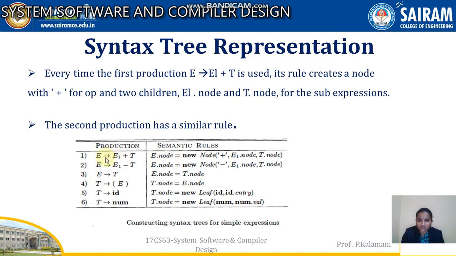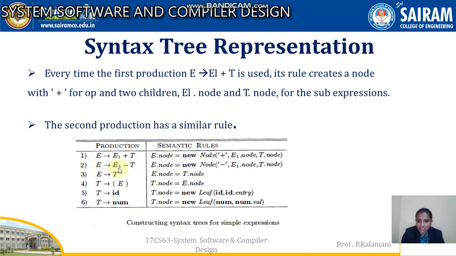Suppose we have a production E defines E1 plus T. What will happen here? It will create a node: E dot node equal to a new node will be created. What operation is to be performed here? Plus. And what is the left child? E1 dot node, and the right child is T dot node.